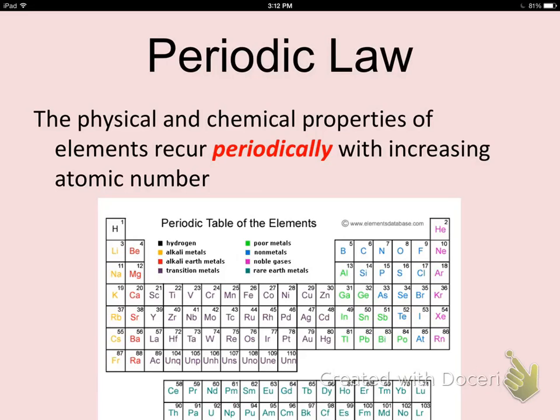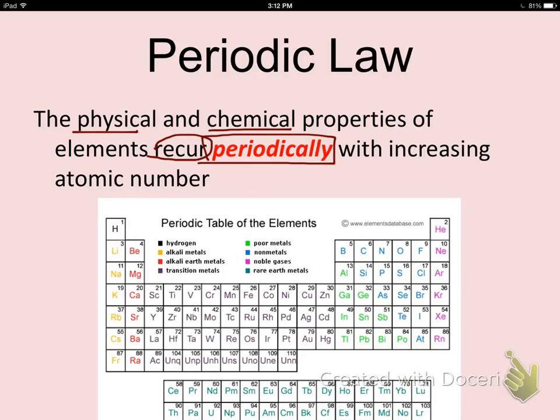Okay, so first we're going to talk about the periodic law, which basically says that the physical and chemical properties of elements recur, which means occur regularly. Periodically is the key word, is where we get the name periodic table. So we have Monday occurs periodically. Every 7 days we can expect Monday to occur. January occurs periodically. We can expect every 12 months for January to occur. Those are things that are periodic.